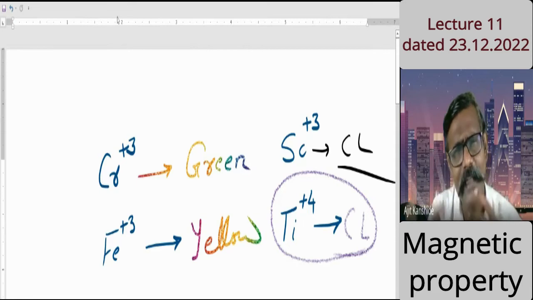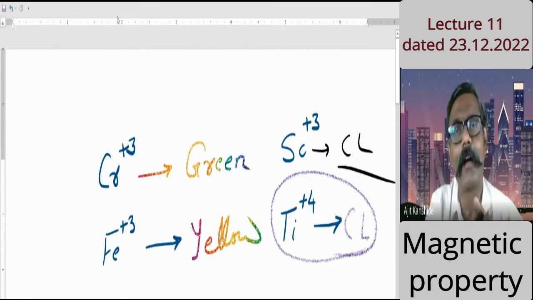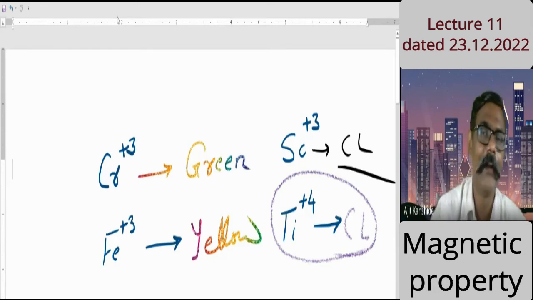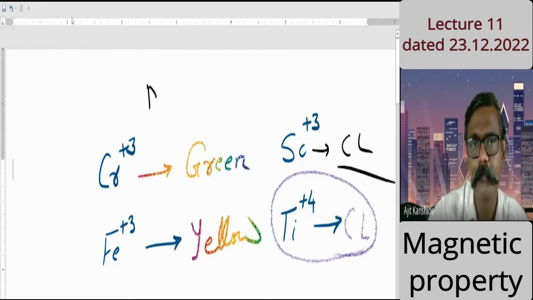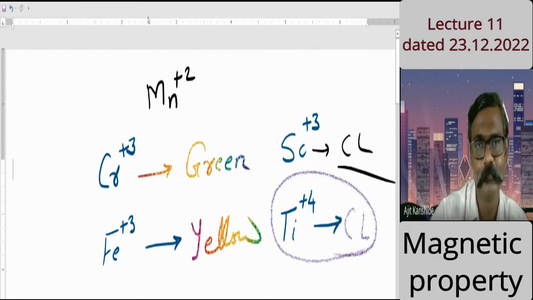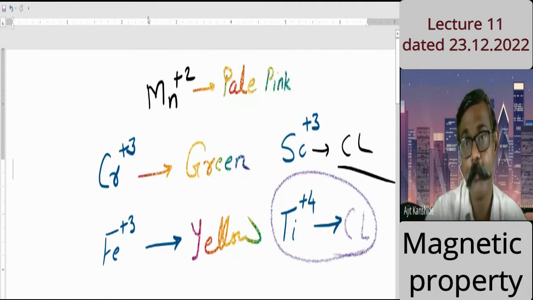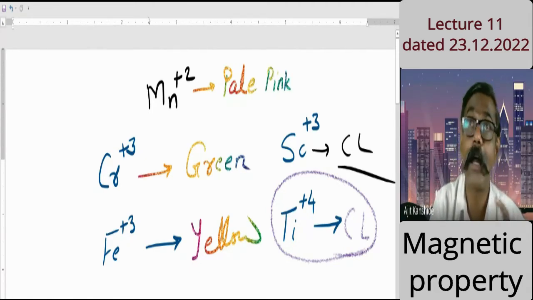So these are the ways by which we can play with the concept and we will remember the things. Brilliant. Now the last question. Color of Mn +2. Pale pink. Good. See, revision is important. Few could answer immediately, few will say, yes, pale pink.